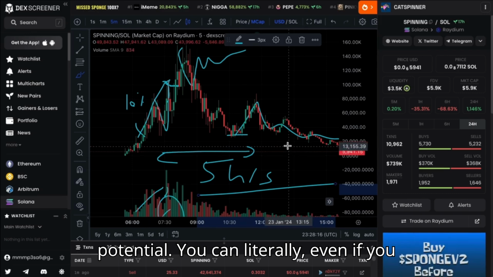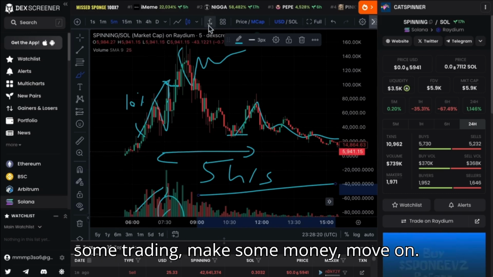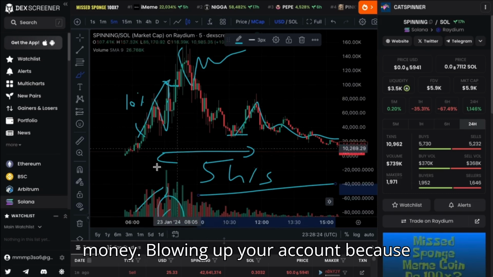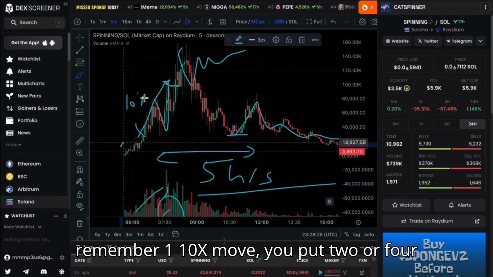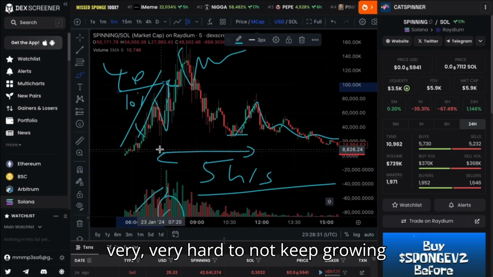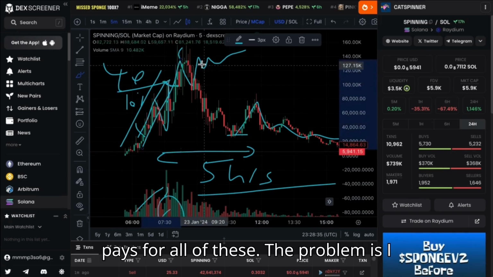You can literally, even if say you work a 9 to 5, come back from work, jump on a computer, do some trading, make some money, move on. Maybe you lose some from time to time, move on. But generally, if you're making money, because remember, 10x move, you put 2 or 4 SOL in there and you're on 40 SOL. It's very, very hard to not keep growing that account slowly because one of those pays for all of these.